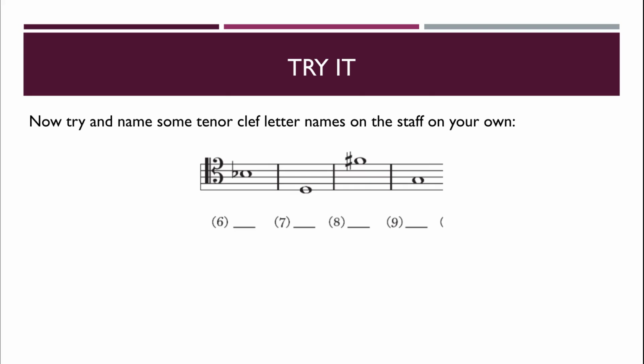Let's check those answers. Number 6 is B flat. We would call this C if it was treble clef, one letter name lower. Also knowing that the fourth line is C, this would be one note lower, which would be B, and we have a flat sign, so it's B flat. 7 is D. 8, F sharp, would be G in the treble clef, so it's one lower, F sharp. Number 9 is G.